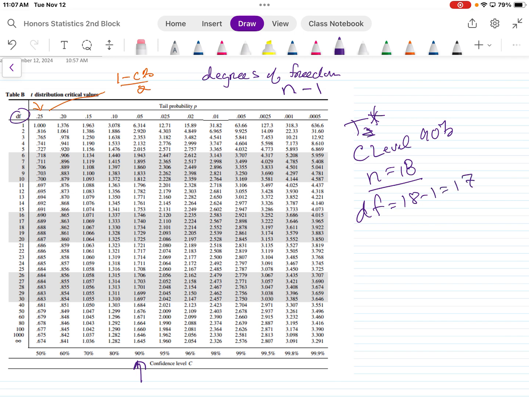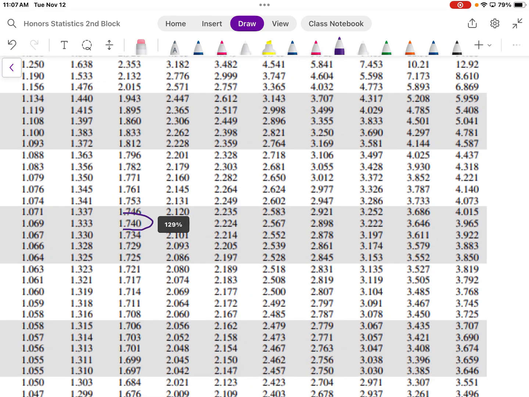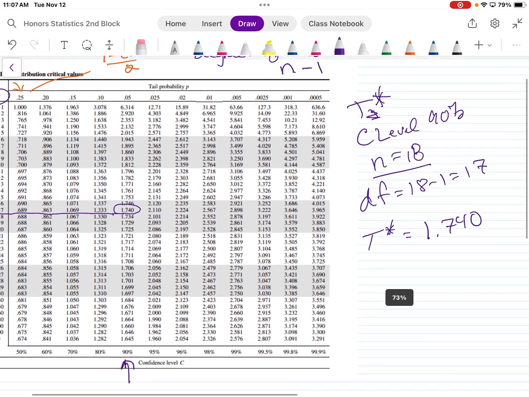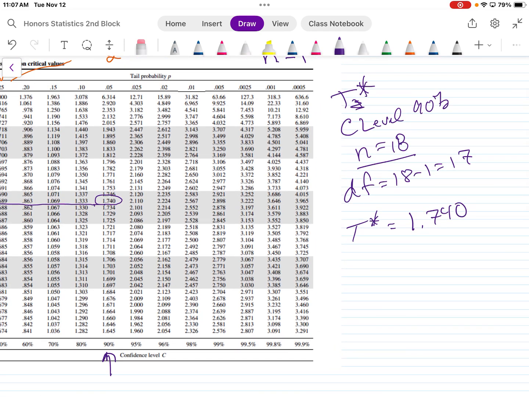So now I go to the 17th row, and I go to the right until I get to that column. And I say, all right, my T star for this situation is 1.740, it looks like to my eyeballs. Yeah, so there's what my T star is.